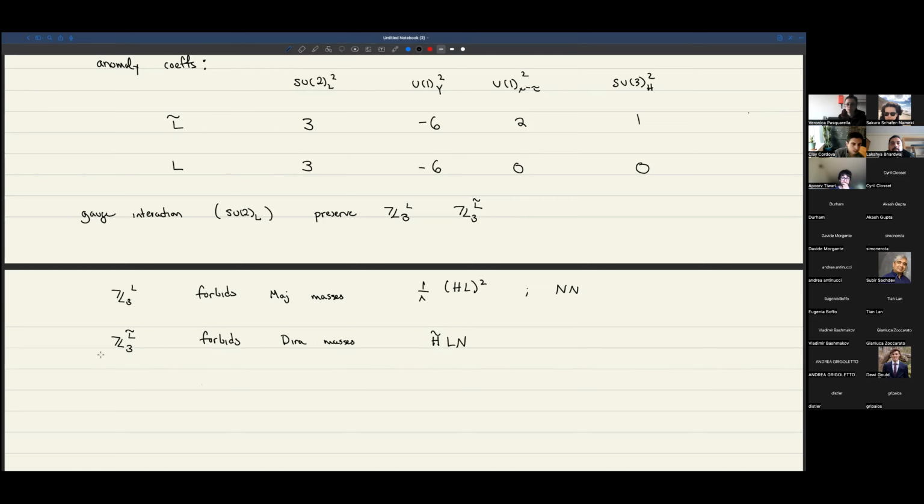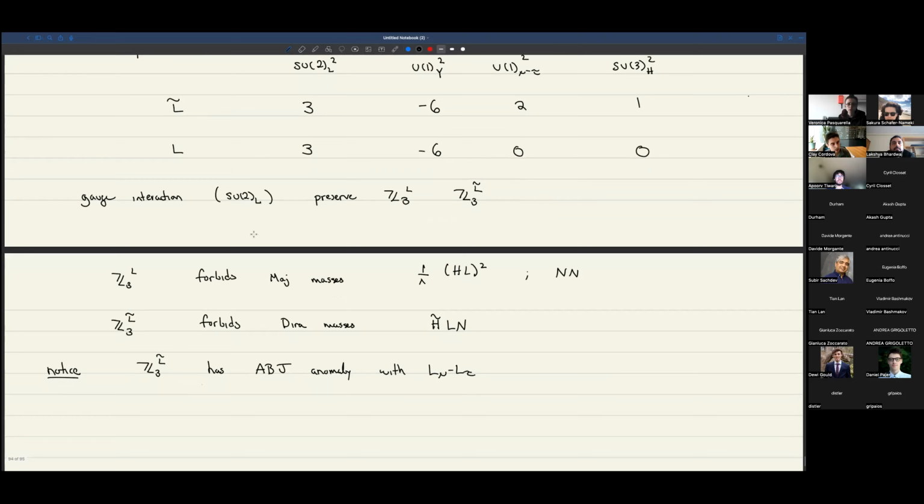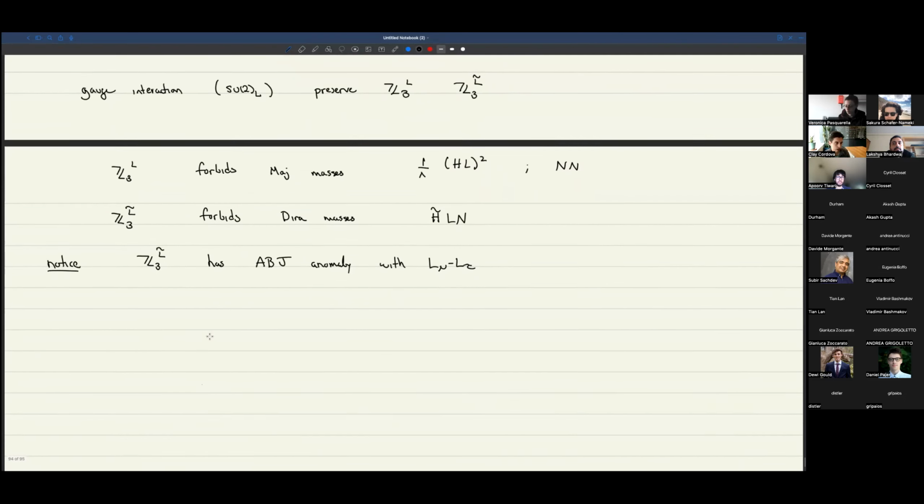Now, why is this related to the first part of the talk? Well, we're supposed to notice that Z3 L tilde has an abelian ABJ anomaly with this L mu minus tau abelian group. That's this coefficient up here that I'm highlighting. And now we can say this Z3 L tilde is one of these non-invertible chiral symmetries that we constructed in the first part of the talk.